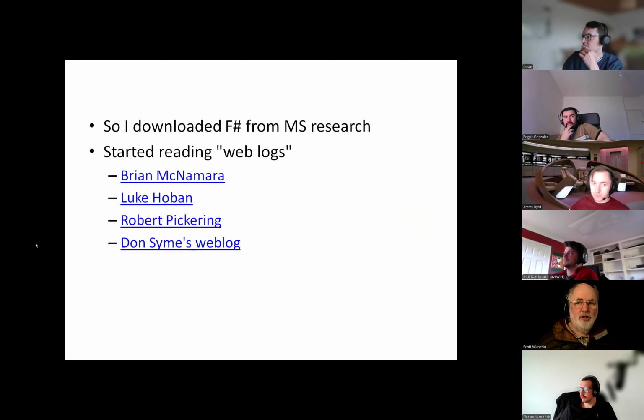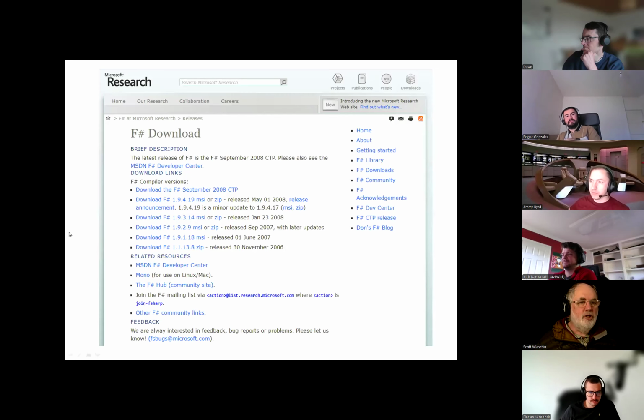I started reading these things called weblogs. That's what they were called. There were a bunch of people, and they were really important to me because I devoured everything they had written. They're still available on the Wayback Machine, and I'll put links here. This isn't the Wayback Machine, this is the download page from 2008. Notice it's from Microsoft Research, not from Microsoft. You have to download it as a zip file and install it.